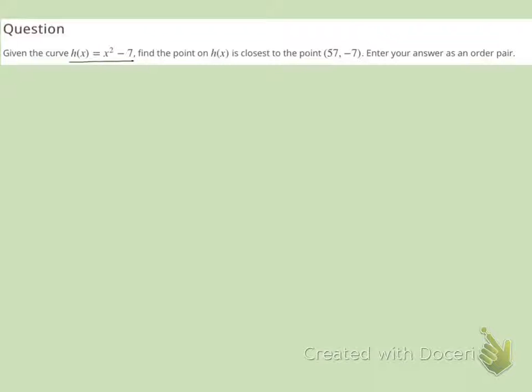So let's let x comma y be a point on h of x. So we are trying to minimize the distance between this curve and the point 57 comma negative 7. So we're going to use the distance formula, which is the square root of x2 minus x1 squared plus y2 minus y1 squared.